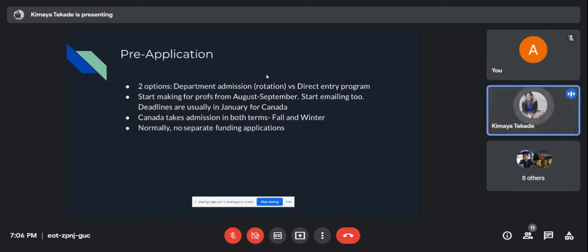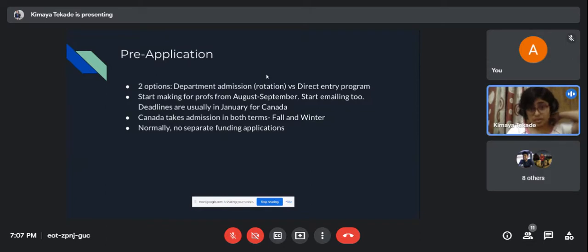So at the end of the year you have to shortlist a few universities. So emailing is very important. That helps you to know the prof better, and he can also take your personal interview and then you can know how the prof is. So start looking for profs from August or September, and then start emailing them too.